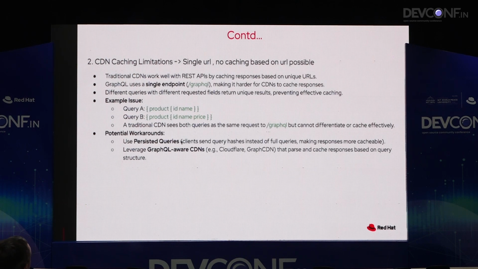Another caching limitation with GraphQL is that most of the CDNs cache based on the URLs. So let's say they consider a particular URL as a unique endpoint and then they cache the response for it. But in GraphQL, there is only one URL and you do most of the POST requests to it. So your response depends on the query that you send. But it causes a restriction with the CDNs, whether they are able to parse that query and do caching pretty well or not.